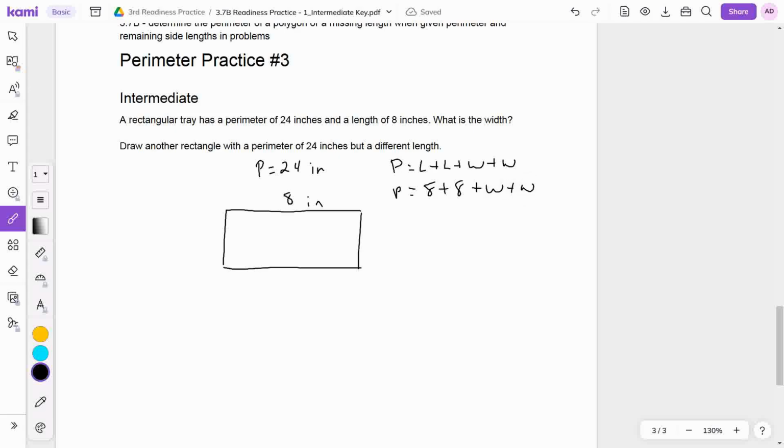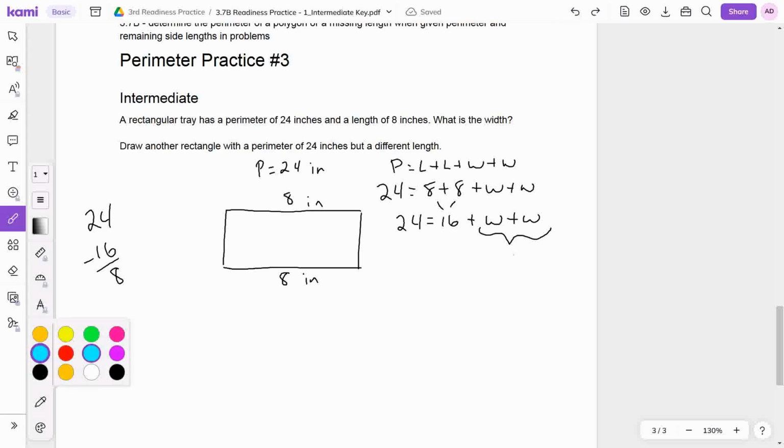width plus width. And I don't even need to say perimeter. I know what that perimeter is. The problem says it's 24. So 24 equals 8 and 8 make 16 plus width plus width. So those are two 8 inches. So how much more does this width need to be? Well, what is 24 minus 16? It's a two-step problem. Got to figure out what that's going to be. So that's 8.